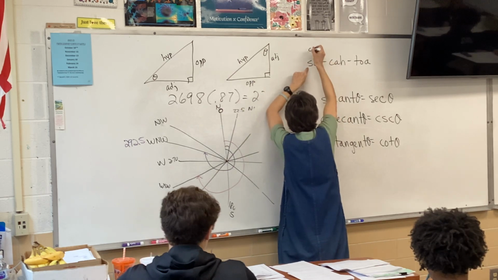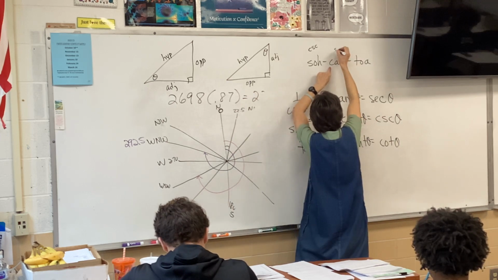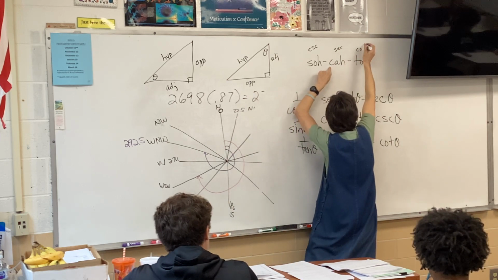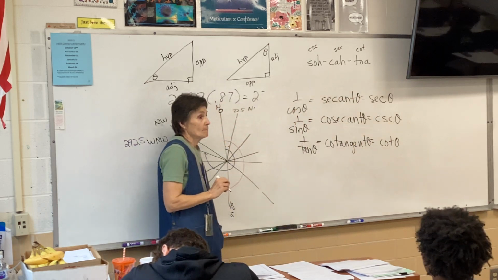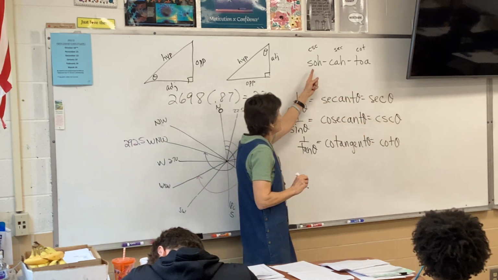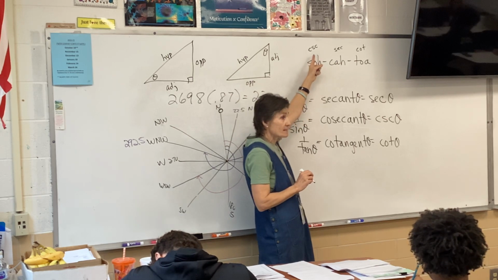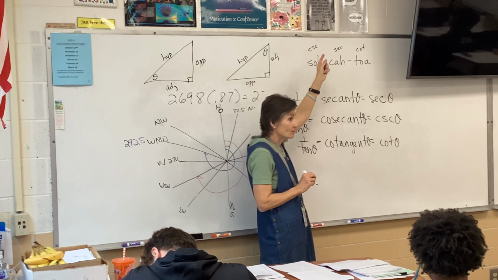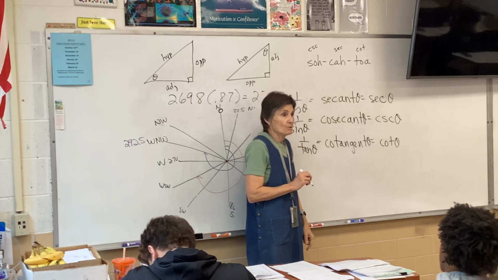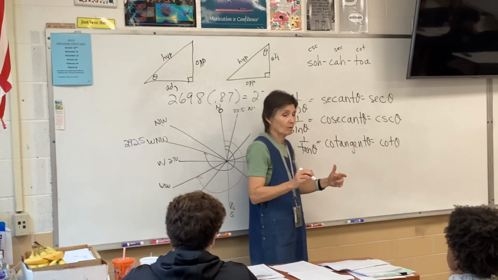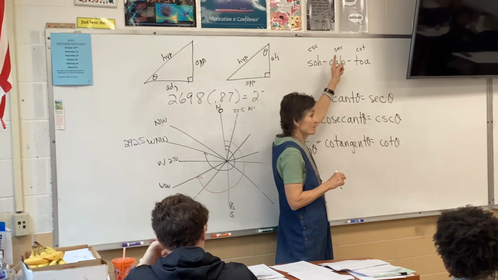Sine is the reciprocal of the cosecant. Cosine is the reciprocal of the secant. And tangent's the reciprocal of the cotangent. So if sine is opposite over hypotenuse, then cosecant is hypotenuse over opposite. Okay? So you need to remember SOHCAHTOA, which I think you already know, and then you need to remember what's the reciprocal of what.